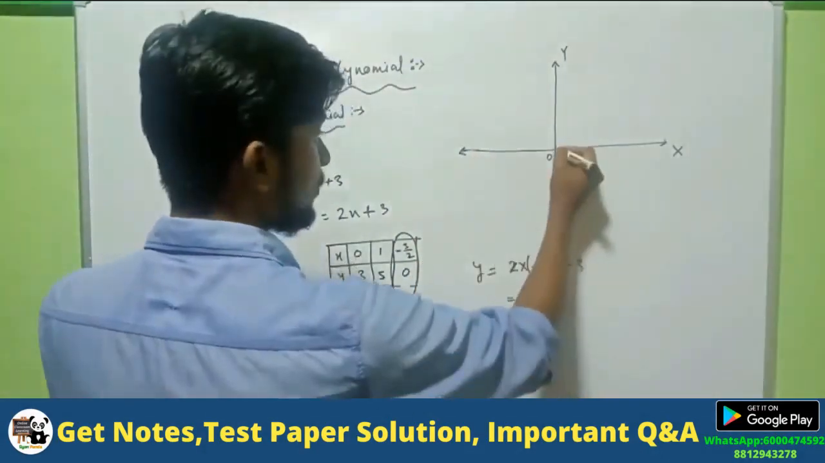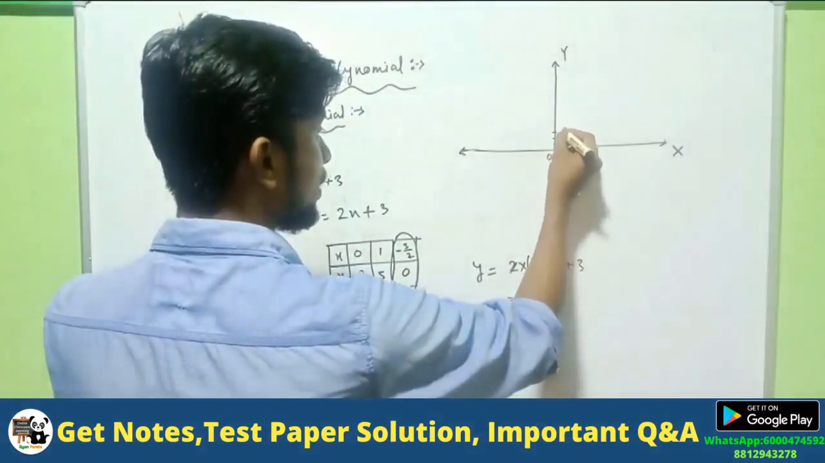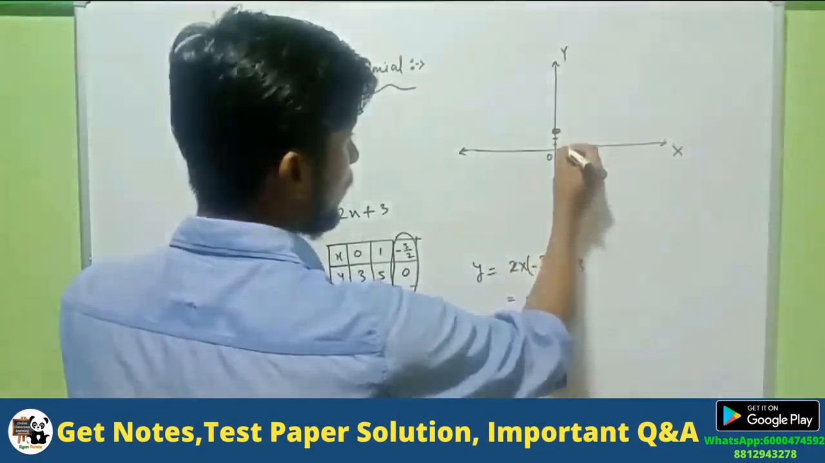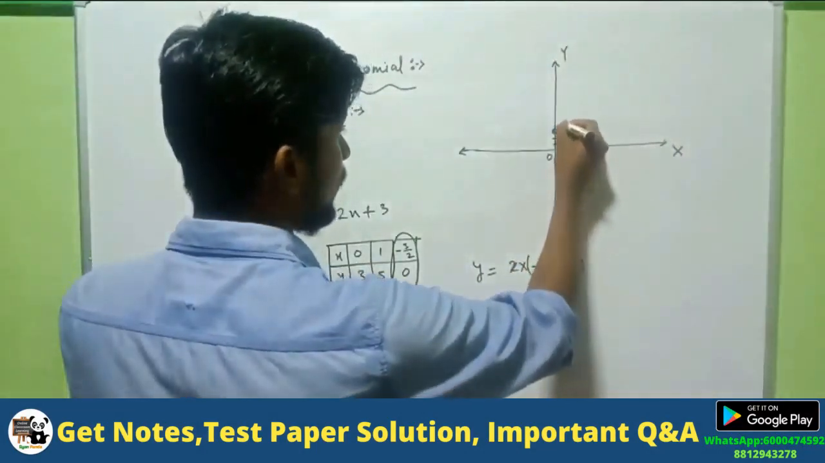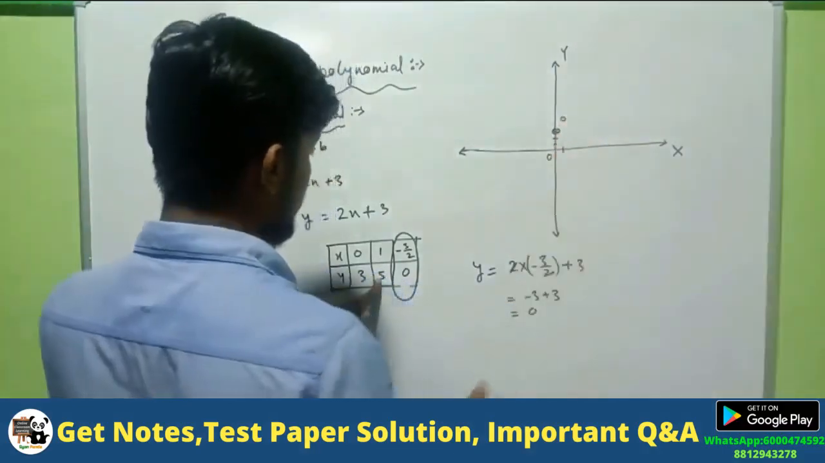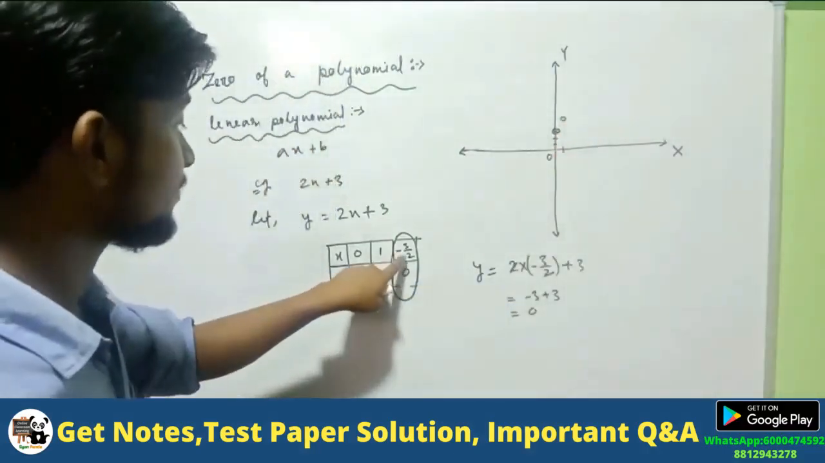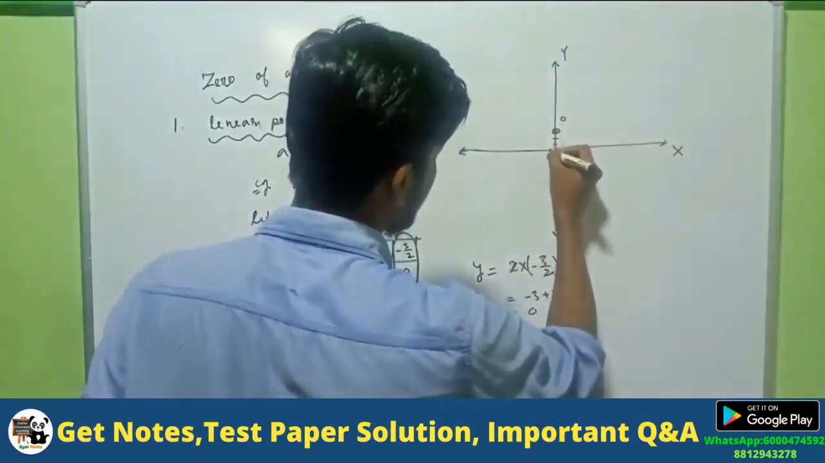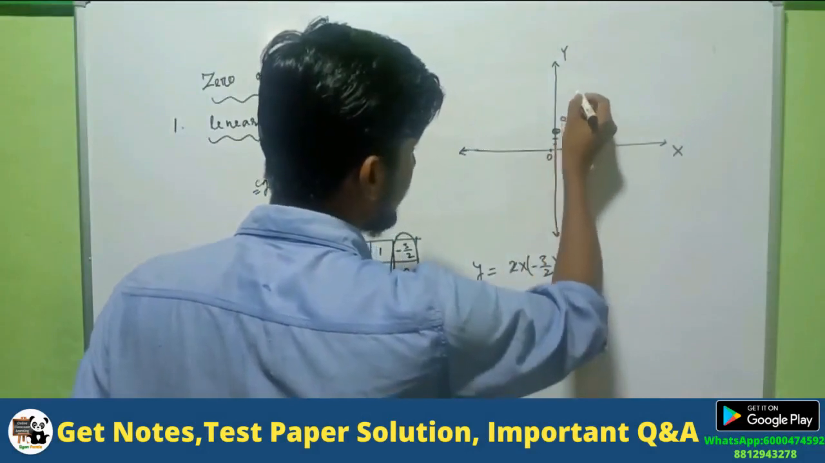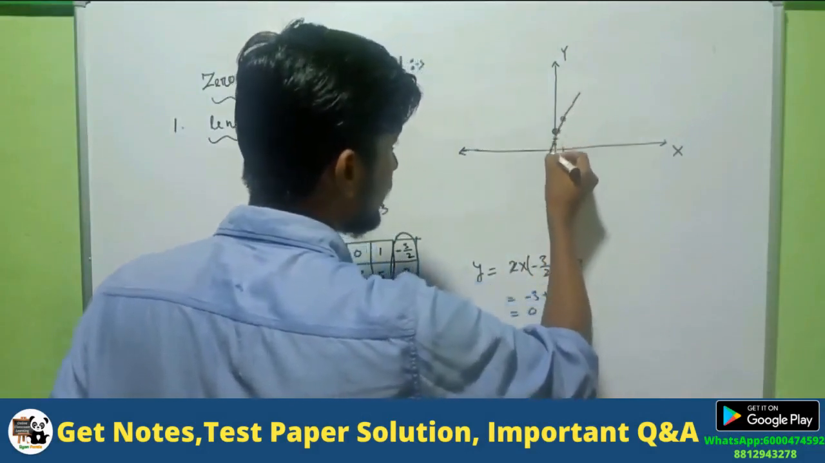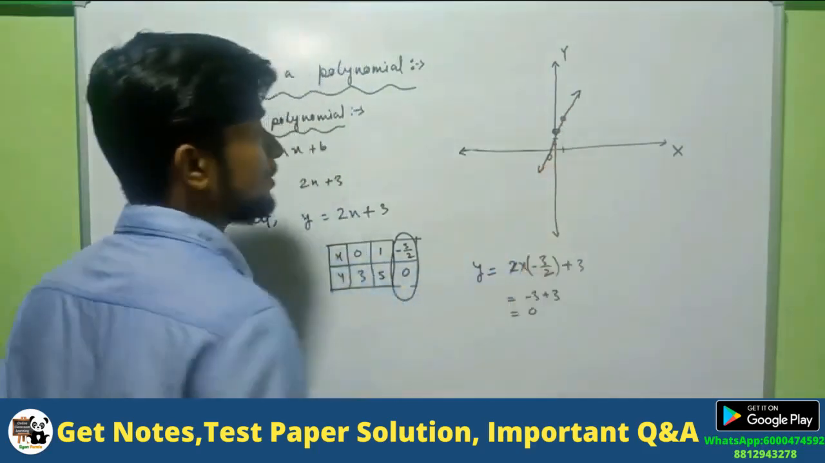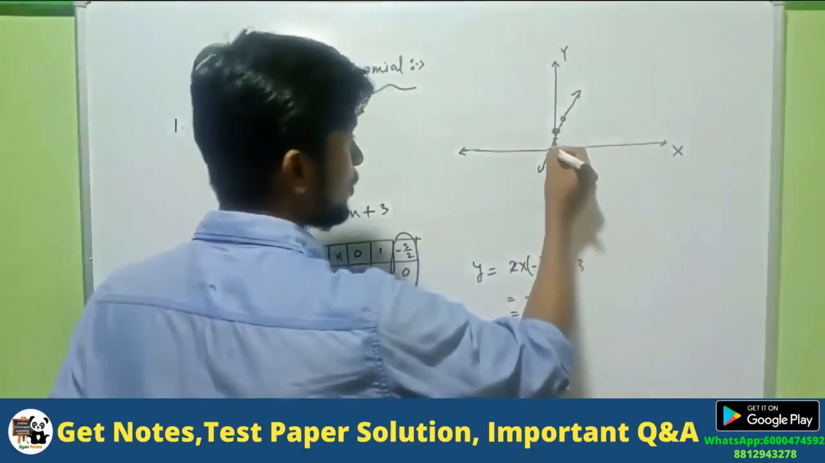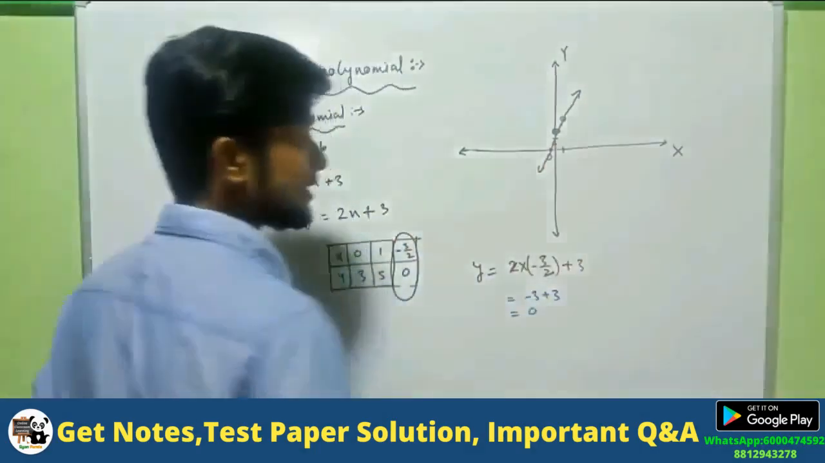So (0, 3), if we put the values 0, 1, 2, 3 somewhere there, okay, (0, 3) and (1, 5), 1, 1, 2, 3, 4, 5 somewhere there. And this one will be minus 1.5. So if you join these points, then we will get a line like this. So this point will always lie on the x-axis.